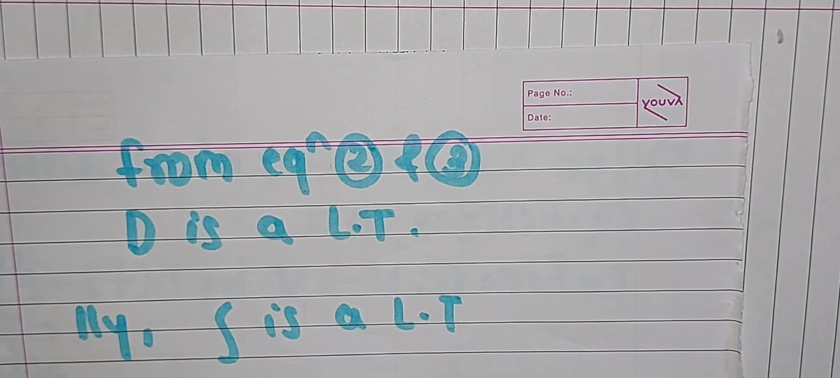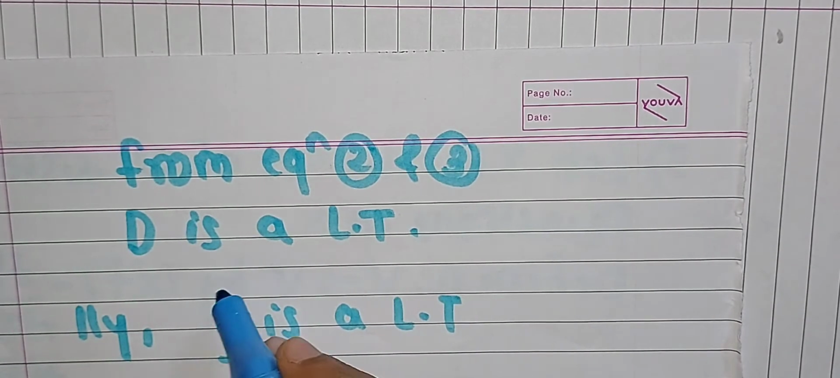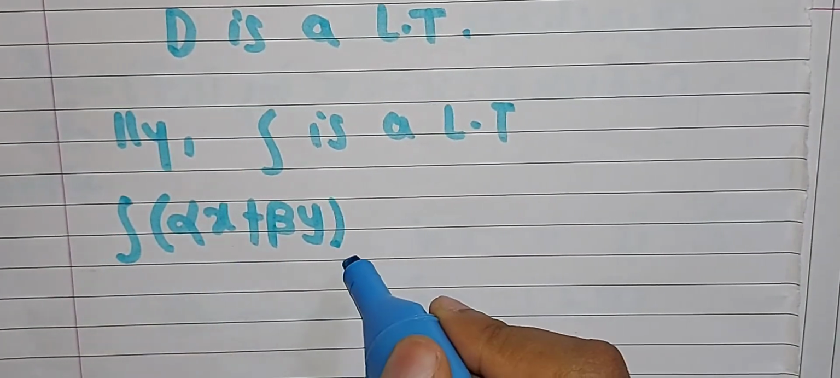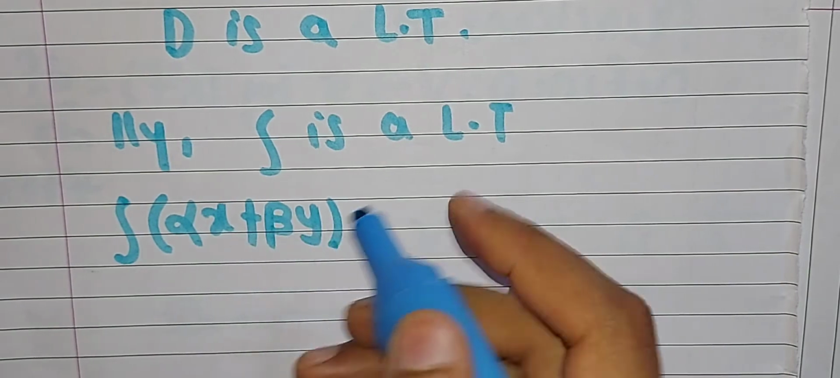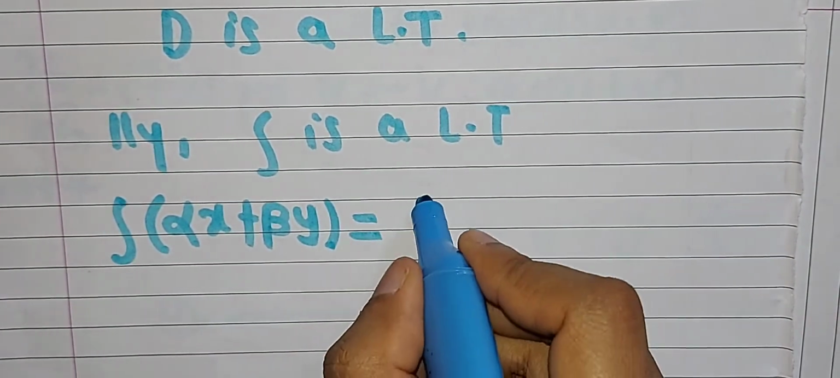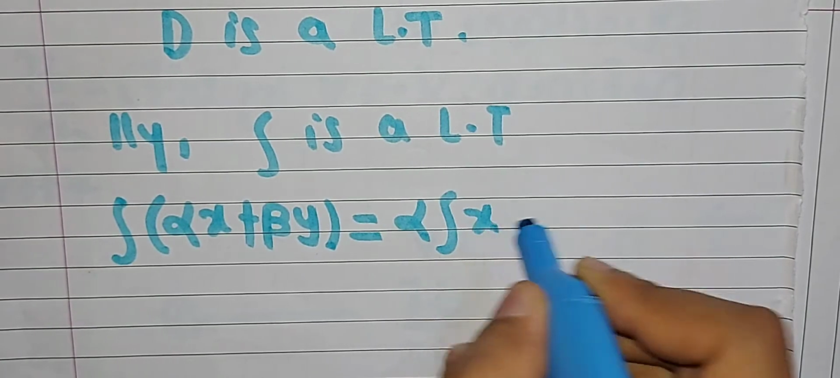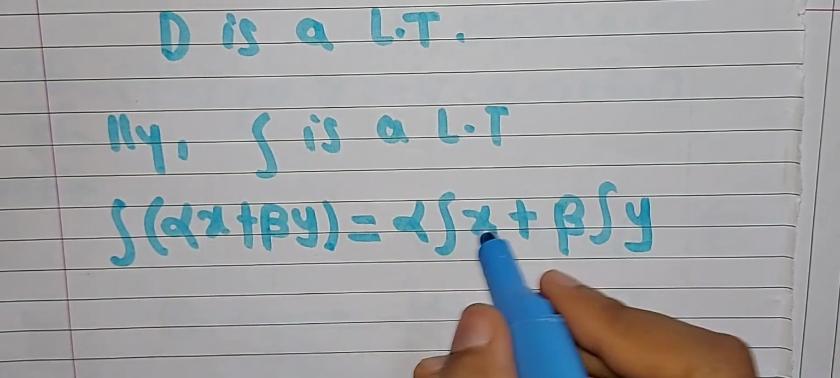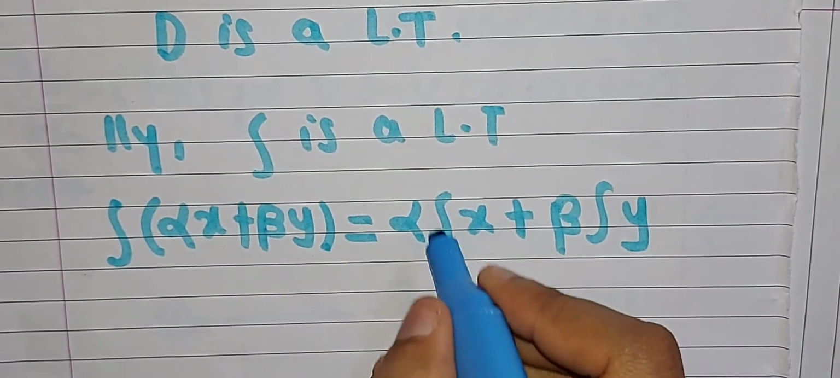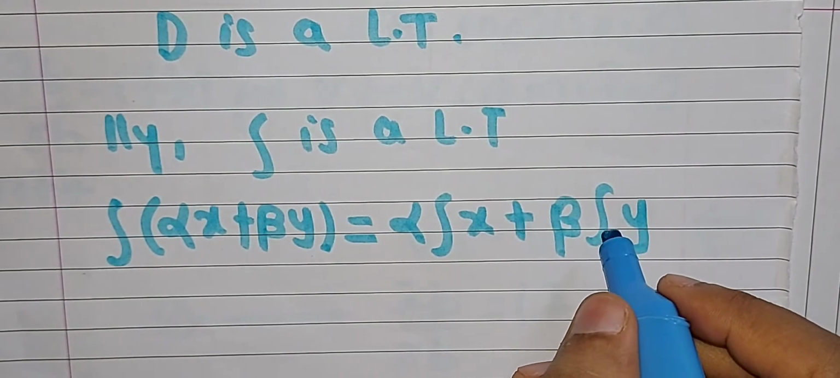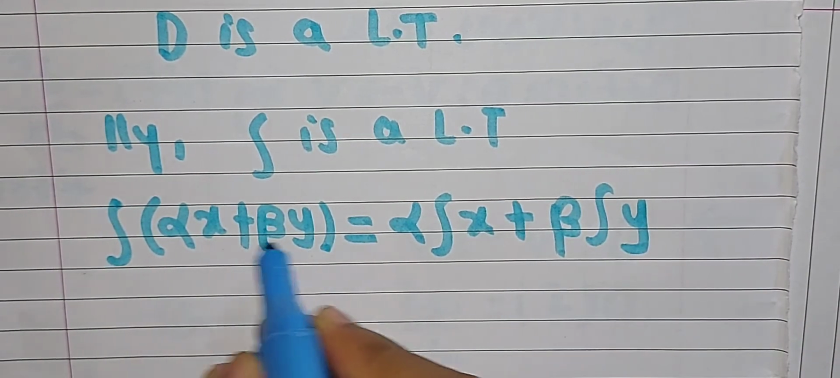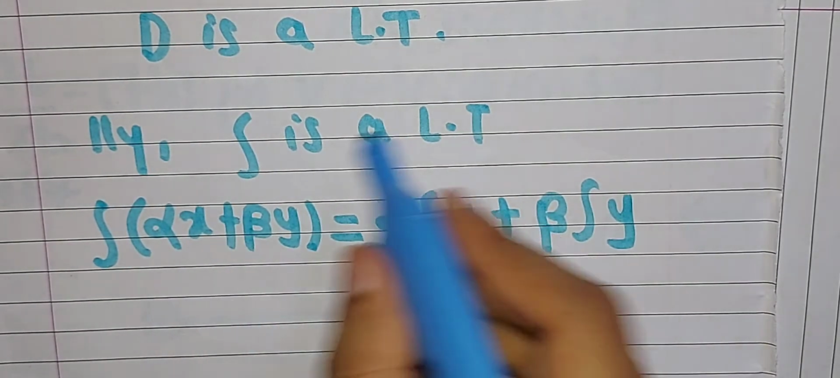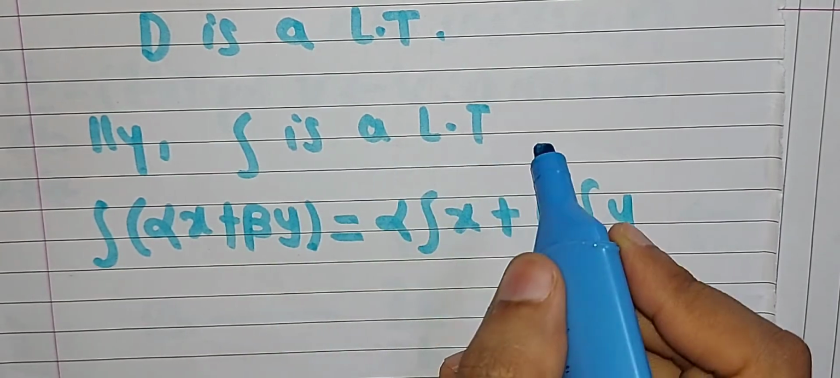Similarly, we can directly say integration is also a linear transformation, because when we merge property number 1 and property number 2, that is integration over addition and over scalar multiplication, we can write it as: integration of alpha x plus beta y gives us alpha times the integration of function x plus beta times the integration of y. So integration separates over addition and over scalar multiplication, and this is nothing but the definition of a linear transformation. Addition is for the first property and scalar multiplication is for the second property. So from this we can say integration is also a linear transformation.